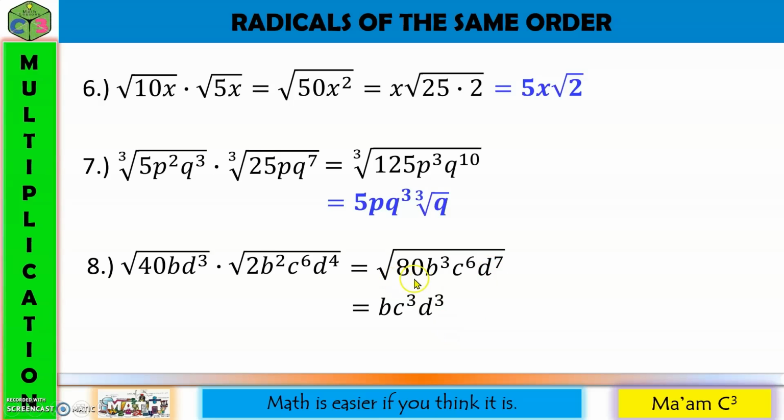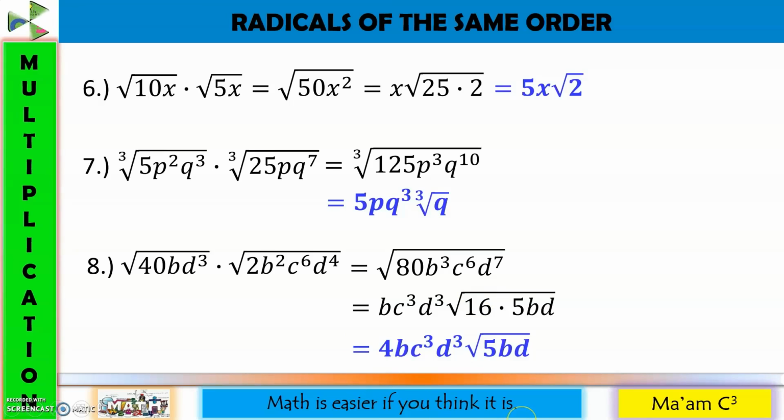Now 80 is 16 times 5. 1 times 2 is 2. And 3 minus 2 is 1. So there is one more b. 3 times 2 is 6. And 7 minus 6 is 1. So there is also one more d. The square root of 16 is 4. So I can factor it out. Final answer, 4bc cubed d cubed square root of 5bd.